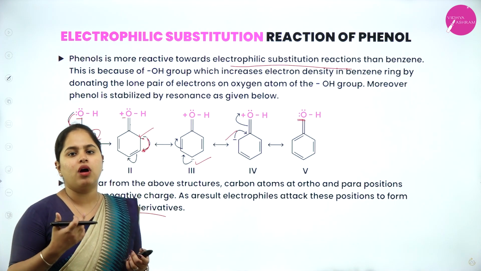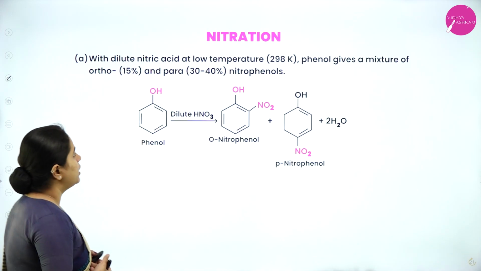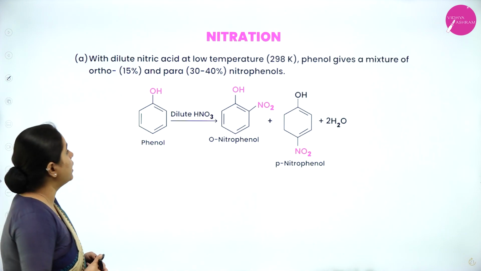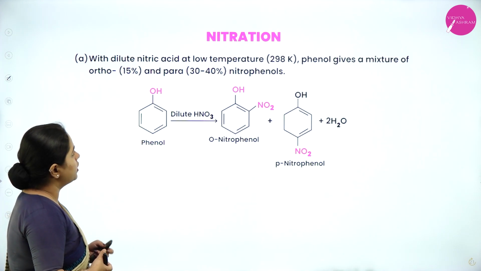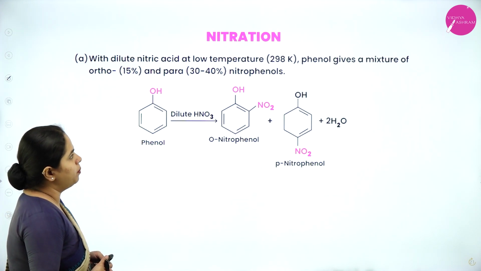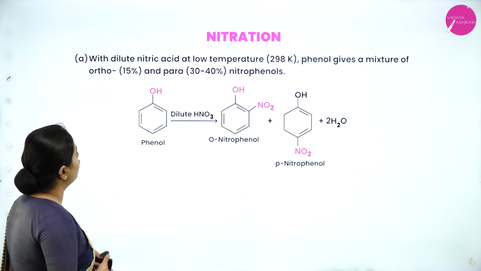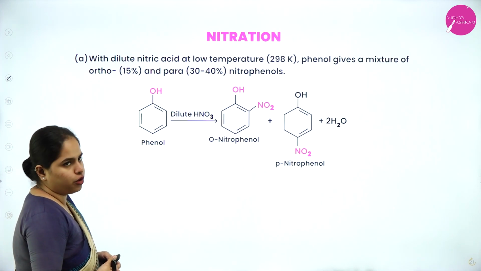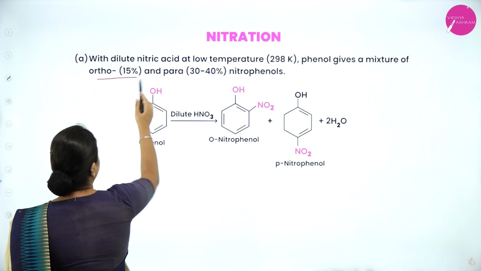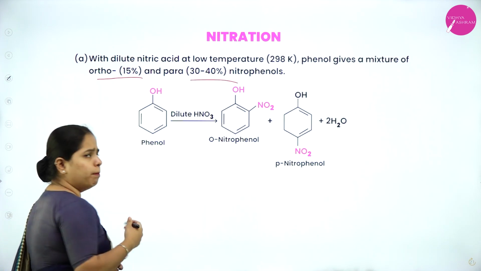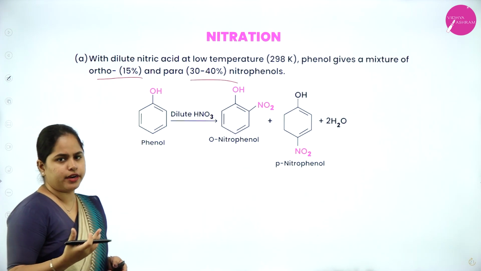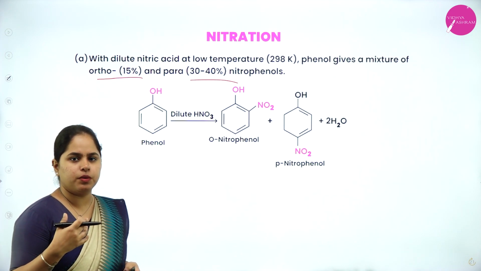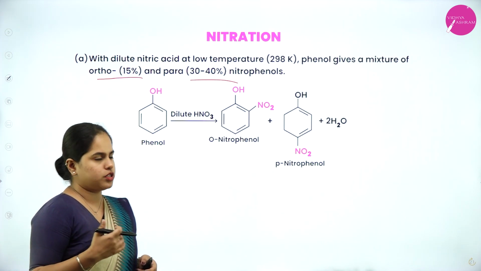Of course, the ortho and para position, right? So, let's begin with the first reaction, that is nitration. With dilute nitric acid at low temperature, phenol gives a mixture of ortho and para nitrophenol. Ortho will be present only 15%, the rest will be para nitrophenol, because, as we have already discussed, para products will be more stable because they are more symmetric.